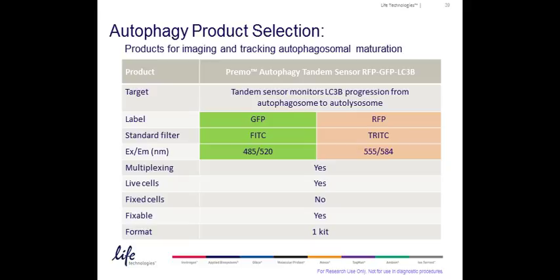If we refer back to our selection guide, you can see that the tandem sensor can be used to monitor autophagosomal maturation in live cells. Imaging will require the presence of both a TRITC and a FITC filter, so these are orange and green filters on your microscope. And of course, the protein can be fixed for subsequent multiplexing, although one needs to be careful that the pH environment around the proteins hasn't been changed.